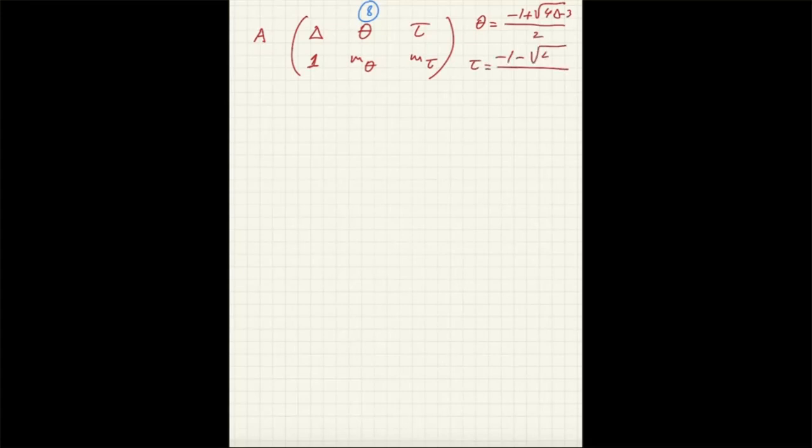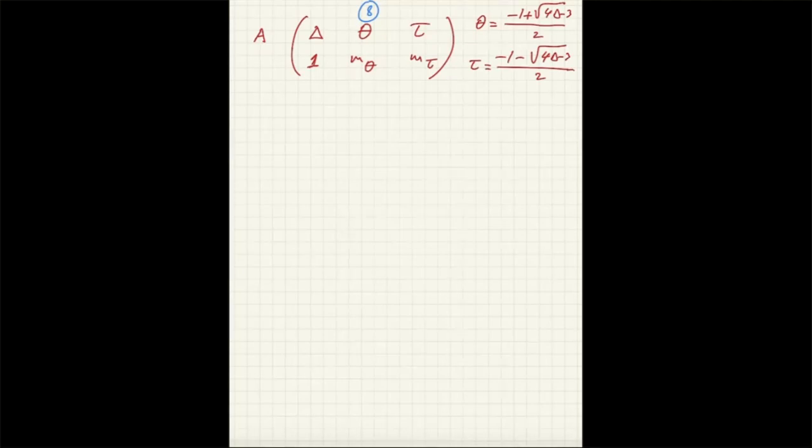Now, what do we have? A has eigenvalue delta with multiplicity 1. Then we'll have theta with some multiplicity m theta, and tau with some multiplicity m tau. And that's it. Those are our eigenvalues. As before, theta is minus 1 plus the square root of 4 delta minus 3, over 2, and tau is minus 1 minus the square root of 4 delta minus 3, over 2. It's pretty easy to see that theta is positive and tau is negative.